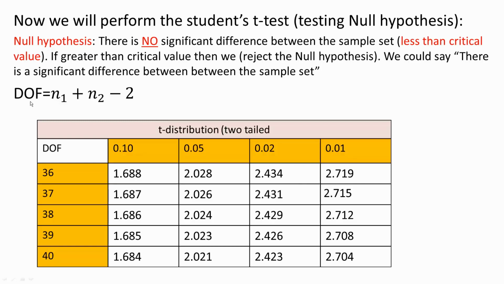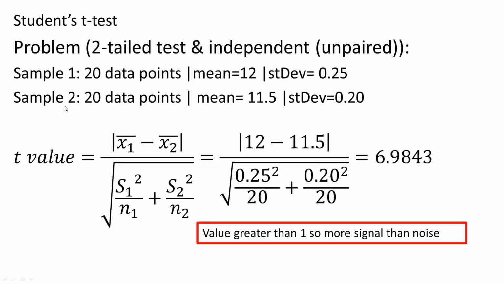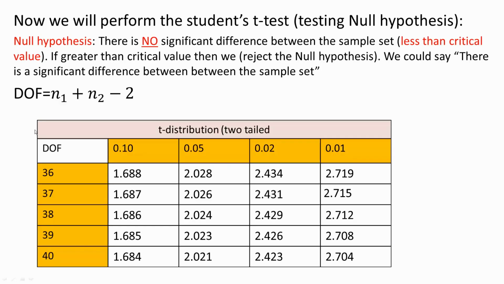Next, we need to calculate the degrees of freedom. It's going to be n1 plus n2 minus 2. So n1 is 20, n2 is 20, 20 plus 20 is 40, 40 minus 2 is 38. So our DOF is 38. Generally speaking, in most statistics classes, you would go to the 0.05 column of the table. It's kind of like 95% sure. Unless the problem wants more accuracy, like 99%, then you would go somewhere here. But this problem didn't specify, and generally with statistics, you would want to go to the 0.05.